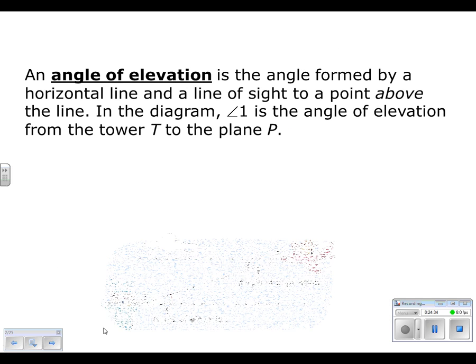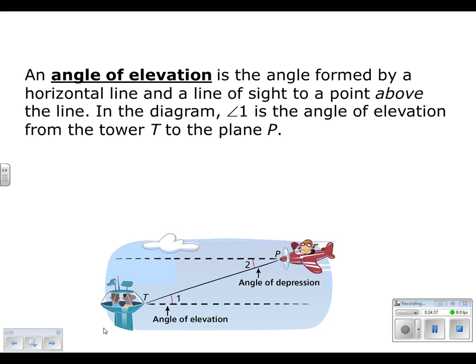An angle of elevation is the angle formed by a horizontal line and the line of sight to a point above the line. In the diagram, angle 1 is the angle of elevation from the tower T to the plane P.